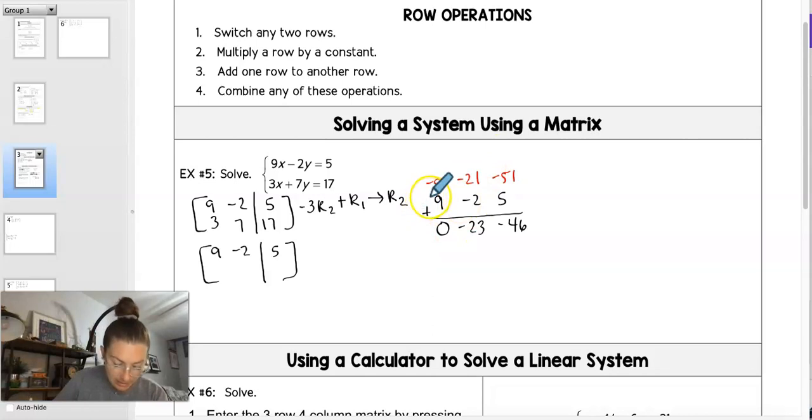So now this guy is now going to be my new row 2. So now I have a, and you know what, let's keep that in red so we can see where that went. So I have a 0, -23, -46.